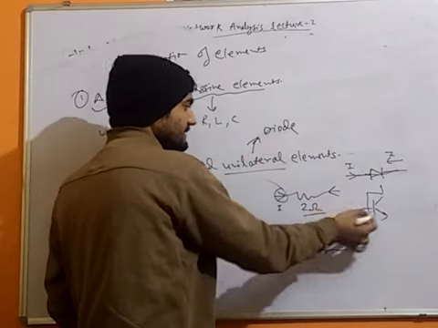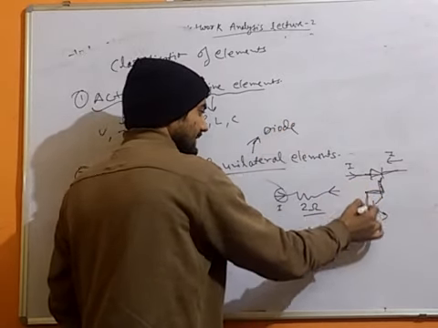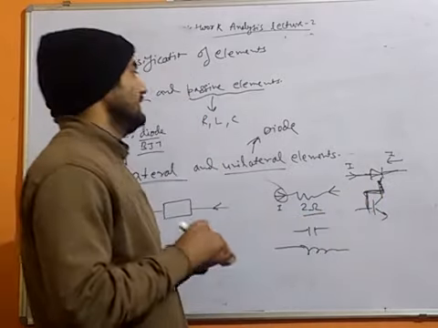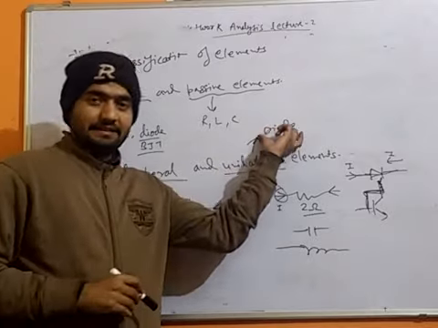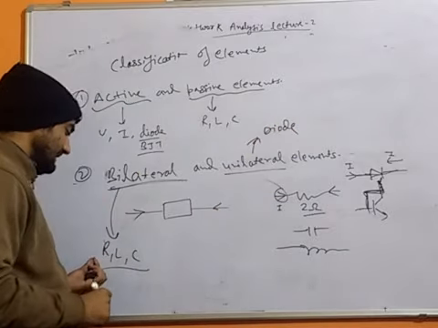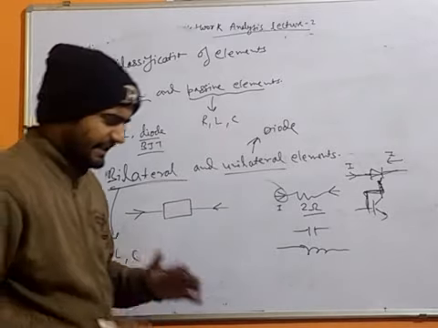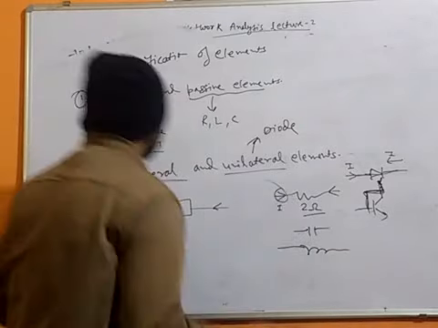And in BJT we will consider the case when the collector and base sides are short circuited like this. So the unilateral element is the diode, and the bilateral elements are resistance, inductance and capacitance. So this is the second classification technique.